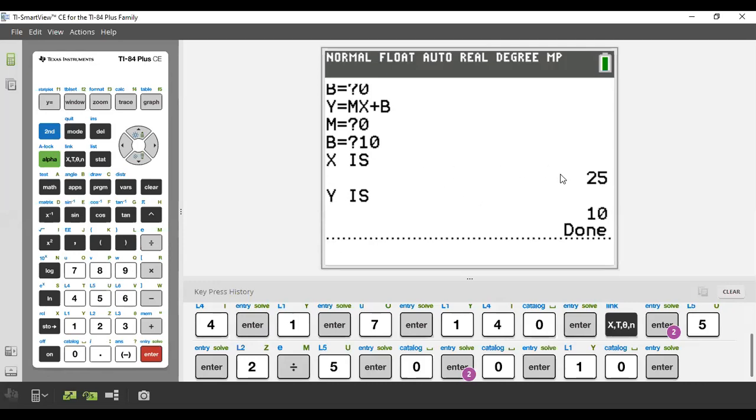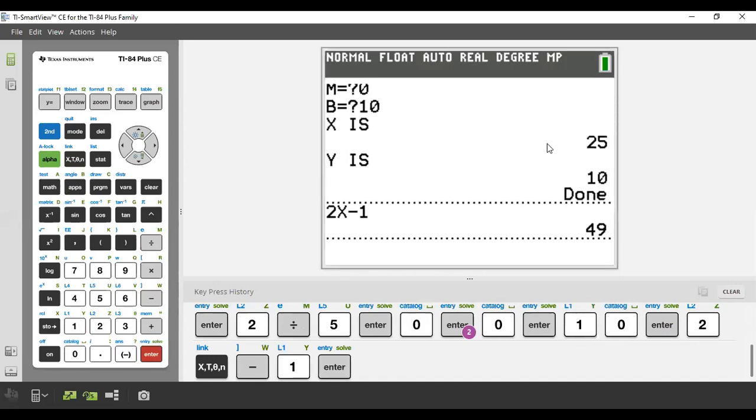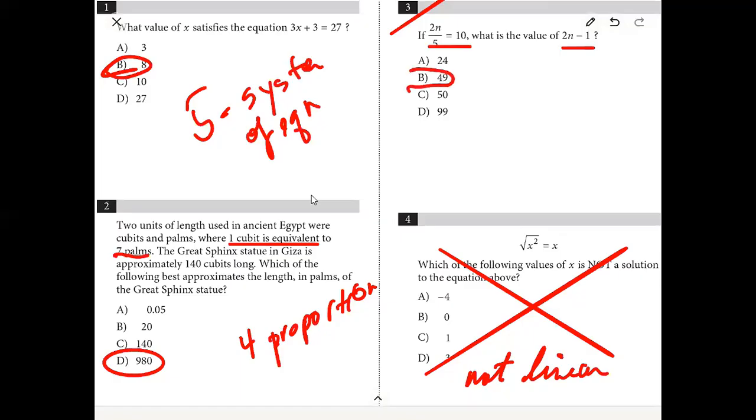Now, we don't want the x value. What we actually want is 2x minus 1. And this program stores the answer, the coordinate for the answer for x, in the x variable, so you can use that. So the answer for this one would be 49. And this is also a system of equations.